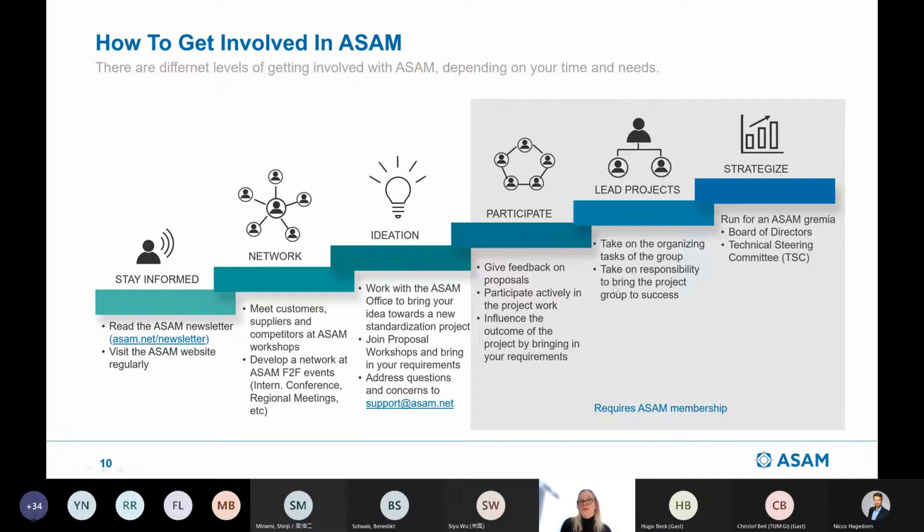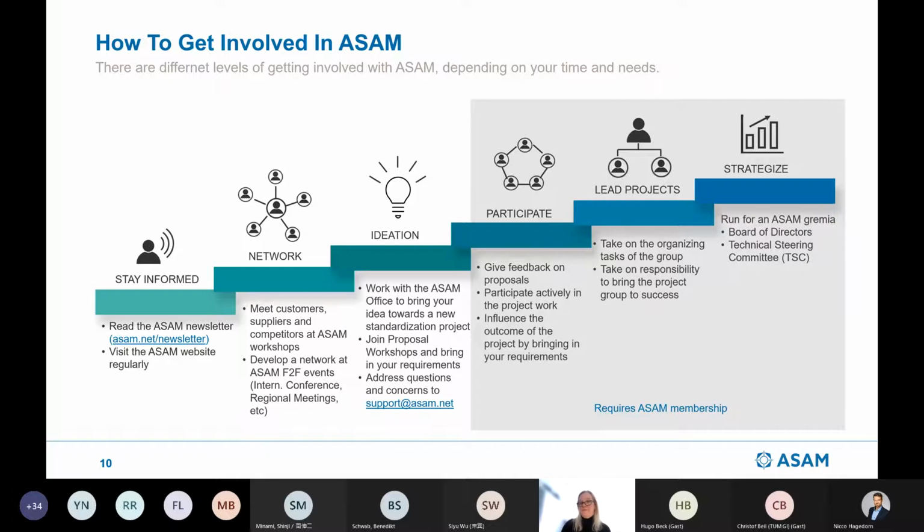And later on, to get even more insights into ASAM, leading a project is a great opportunity. And last but not least, you can also take part in the Gremia work at ASAM. Be a part of the board of directors or the technical steering committee, and that really gives you an overview of all the activities in ASAM, and you really have the possibility to make a difference.